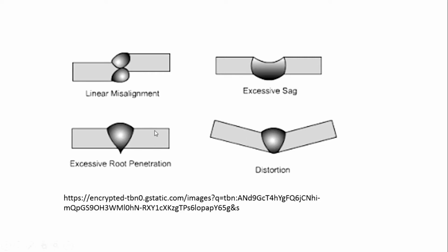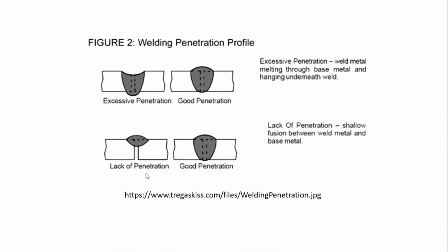Excessive root penetration: you can see a small portion coming out from the workpiece thickness. That is called excessive penetration. That is also severe; we have to clean it before submitting it to everybody. And you can see excessive penetration.